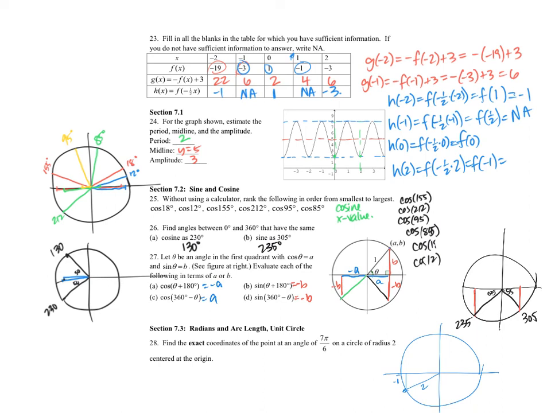And then the longer leg is square root of 3 times the shorter leg. So I have negative 1 times square root of 3 is that longer leg of the right triangle. So the coordinates are, the x-coordinate is negative root 3, and the y-coordinate is negative 1.